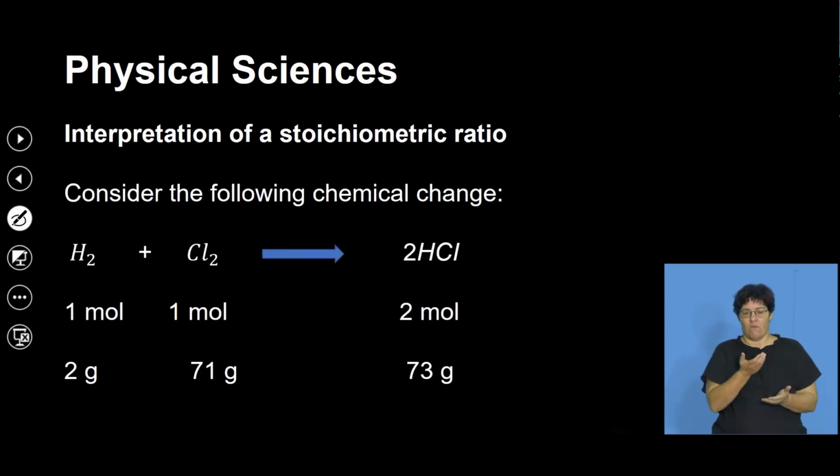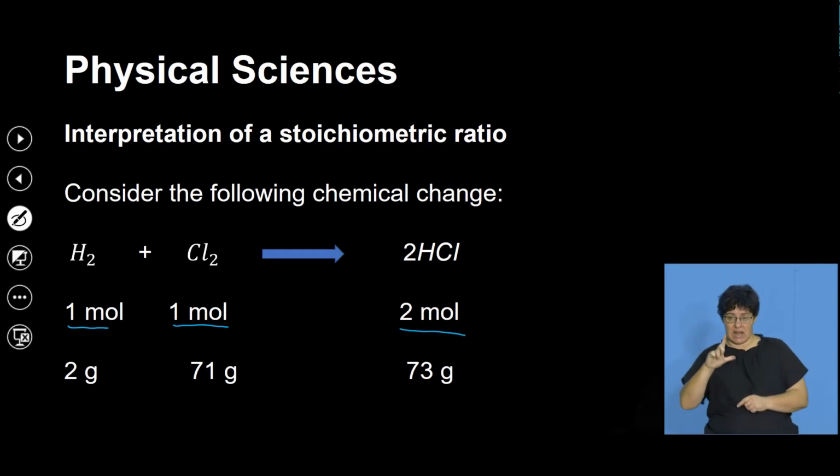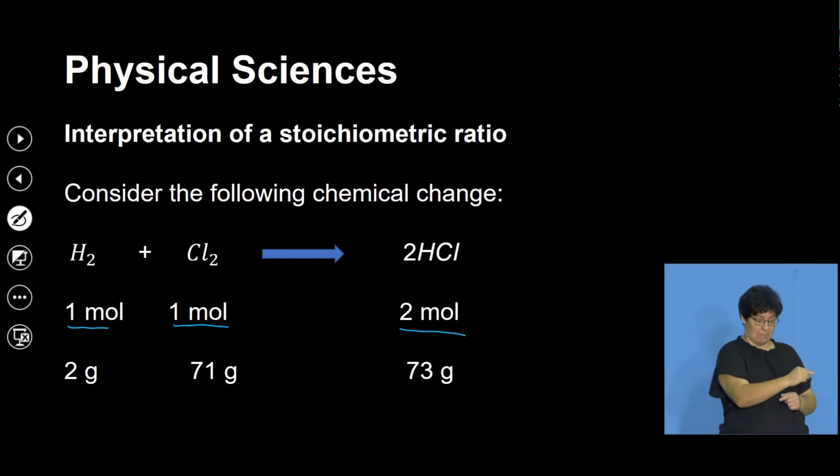Okay, so for argument's sake, we consider a simple reaction of hydrogen and chlorine gas to form hydrogen chloride. The stoichiometric ratio is 1:1:2. It means 1 mole of hydrogen reacts with 1 mole of chlorine to form 2 moles of hydrogen chloride. So if we put this in terms of quantities or in terms of mass, we can say in 2 grams there is a mole of hydrogen. In 71 grams, there's a mole of chlorine, and so on. So this is the interpretation of the stoichiometric ratio in which substances react.